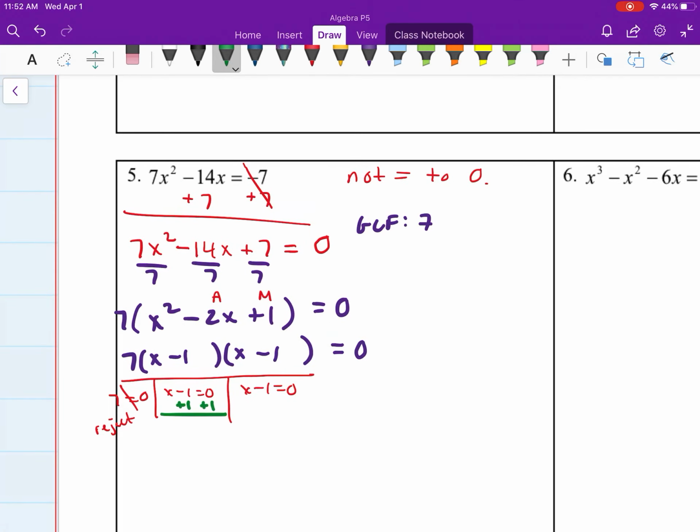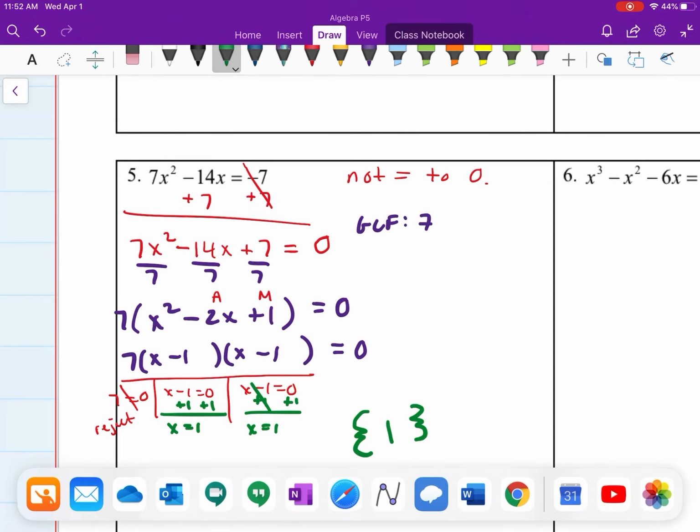However, for the x minus 1 equals 0, to get x by itself, you would plus 1 to both sides and get x equals 1. And on this one, you would also get the same answer, x equals 1. That means the only solution here is 1. So I'm just going to open up my set notation here and just put 1. You don't have to write 1 comma 1. The answer is x equals 1. That's it. We did not get 2 answers for this particular problem.